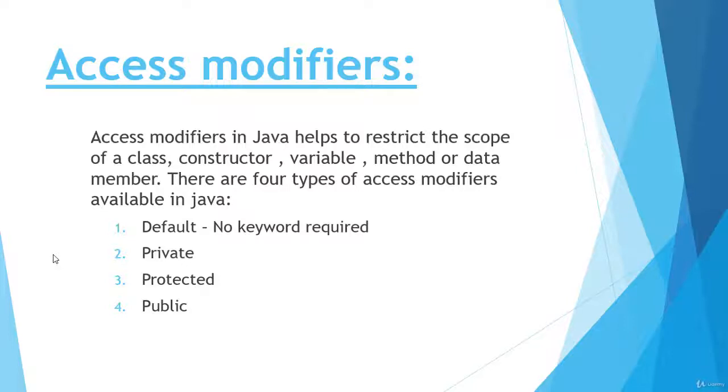Default, no keyword required. Default means we have to type nothing. Private, protected and public are 3 keywords. Now these are the 4 access modifiers in Java, and they help us to restrict the scope of the class, constructor, variable or any member.